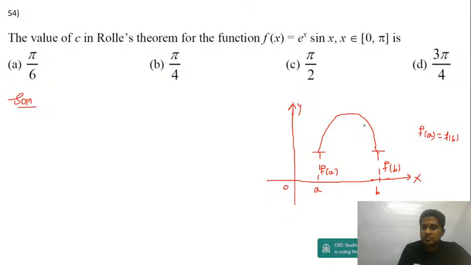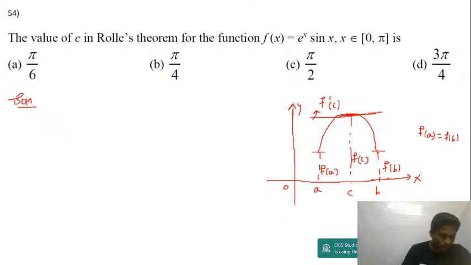Then there exists at least one point c which belongs to the open interval a comma b, such that f dash of c is 0. If this is c, this is f of c, and this will be equal to f dash of c. The tangent is parallel to the x-axis, so f dash of c should be equal to 0.